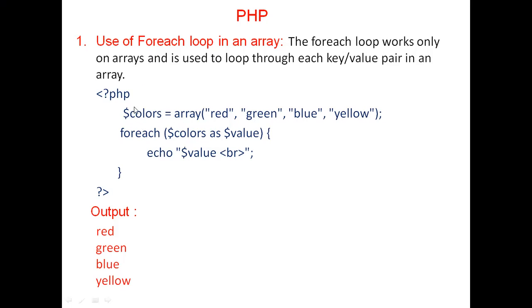This is the example. So $color is an array name. We are going to store the 4 values in it: 0th position, 1, 2nd and the 3rd one. And this is the variable name and this is the value for each. And automatically it prints.